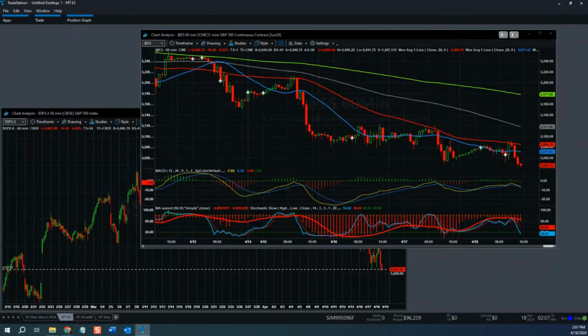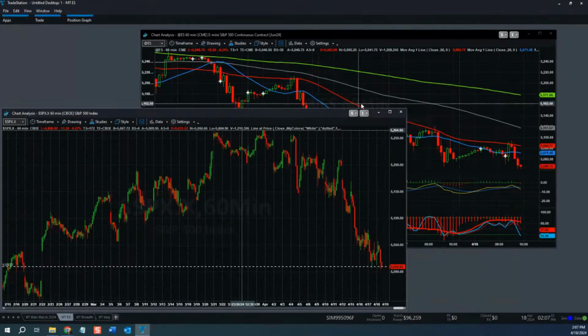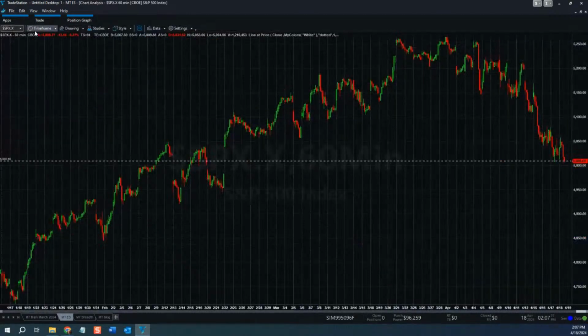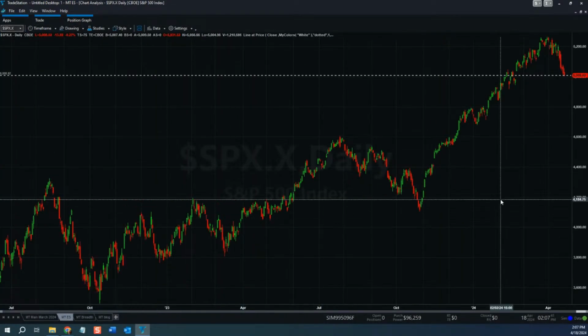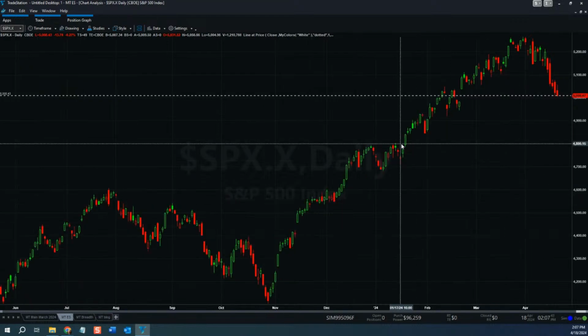I think right now there are a few things happening here. 5,000 doesn't have any exact technical importance to the S&P 500. However, it is 5,000, and it is an important number overall. The other thing is I'm going to change this really quickly to a daily chart and show you, because we've retraced about half, a little more than half of the move if you look at the breakout.